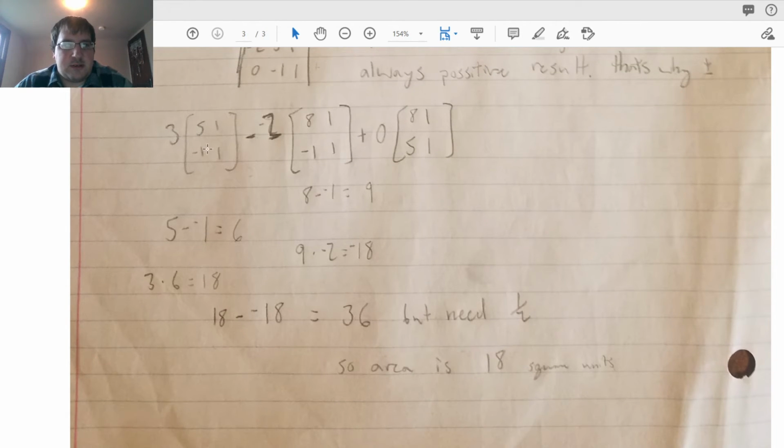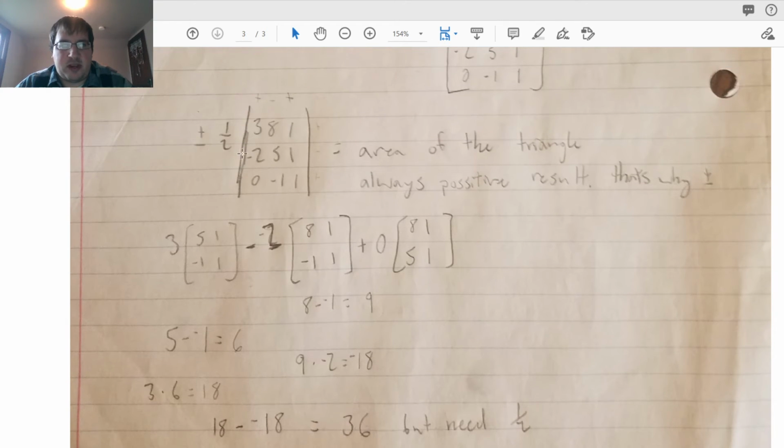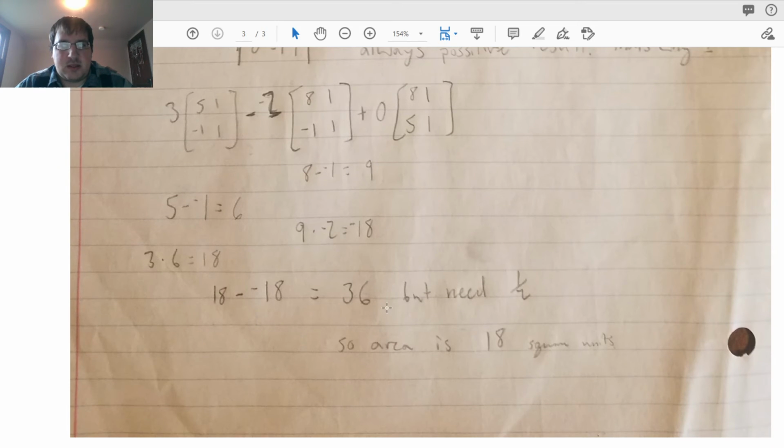Now for the determinant of this matrix, since we have a 2 by 2, we multiply this diagonal minus the other diagonal, which would be a -1, giving us 6 here. So 6 times 3 is 18 for the value here. The determinant of this matrix, 8 minus a -1, we have 9. Multiplied by the -2 is -18. We now subtract the -18, so we add 18 to equal 36. But remember that we need 1/2. So we would take the 36 divided by 2, leaving us with an area of 18.